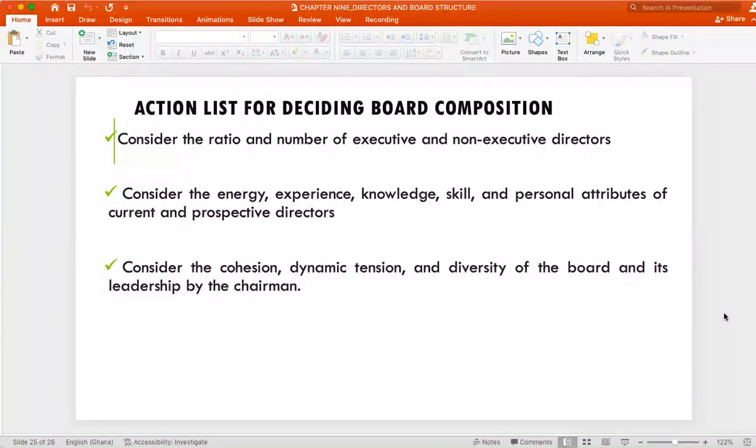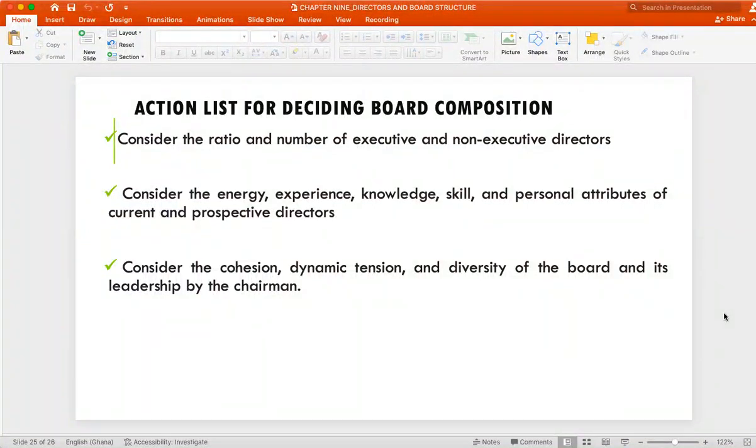So as experts or consultants in corporate governance, these are some action lists or guides for deciding board composition. So you need to consider the ratio and number of executive and non-executive directors. At all points, you need to make sure that the non-executives exceed the executives, all right? Sometimes most issues will end up in the form of votes. And the executives, if they are more than you, what it means is that they will always get to do what they want to do. Okay, so that ratio should guide you in your board composition.